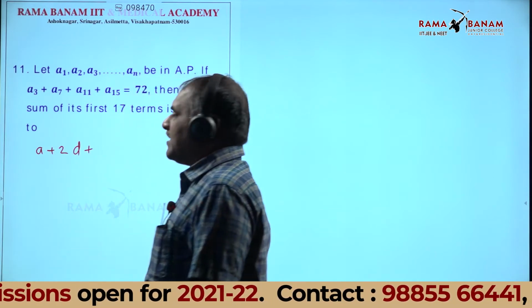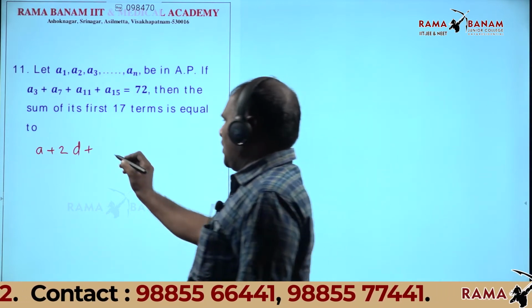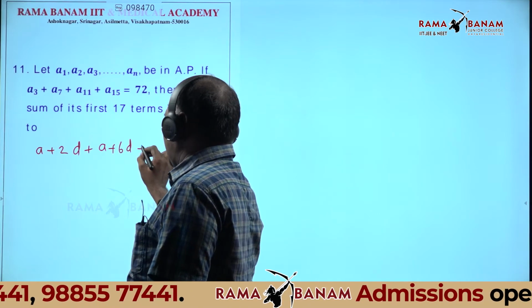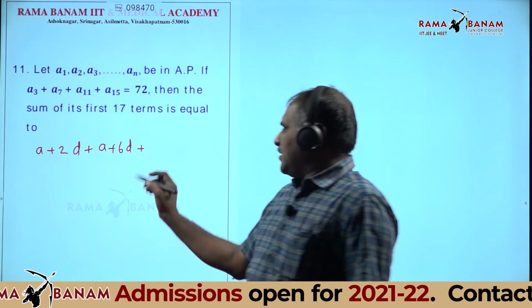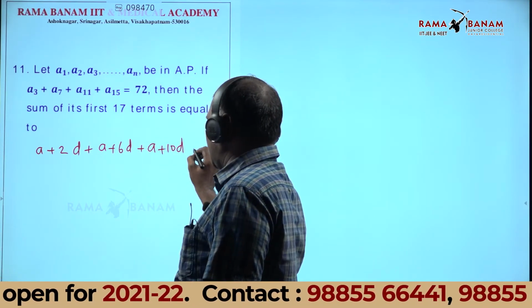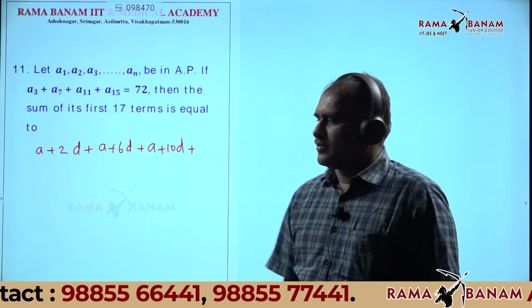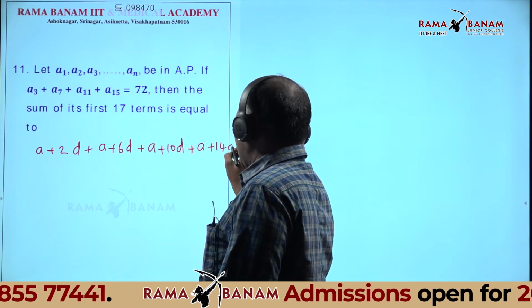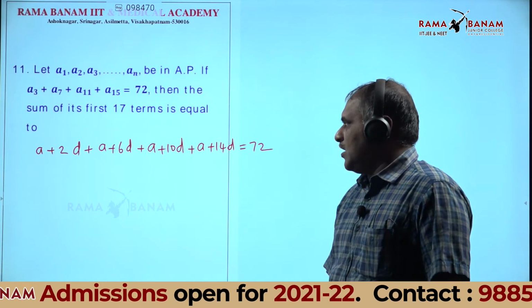What is the A7 formula? A plus 6D. That is A7. A11 formula? A plus 10D. What is the A15 formula? A plus 14D. Okay, very good. A plus 14D is equal to 72.